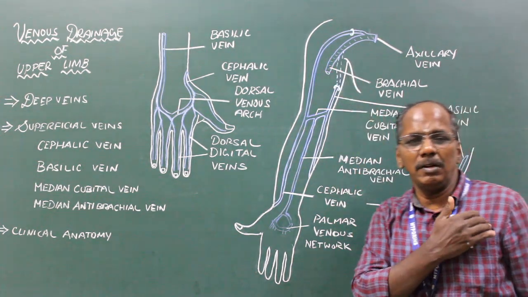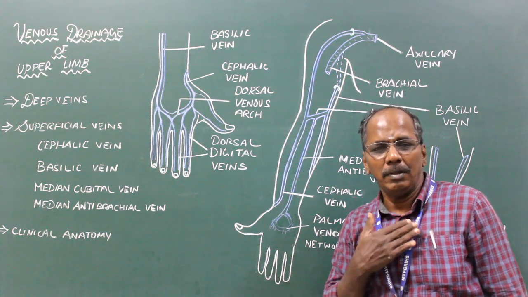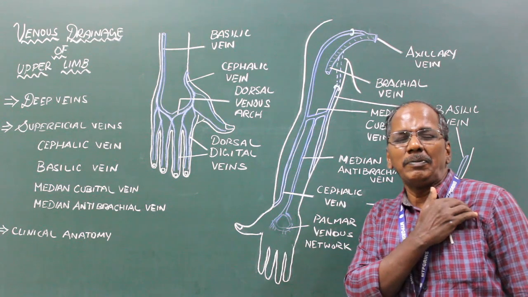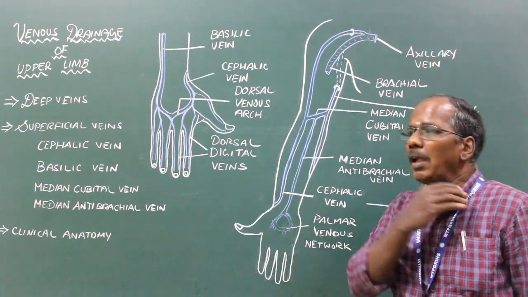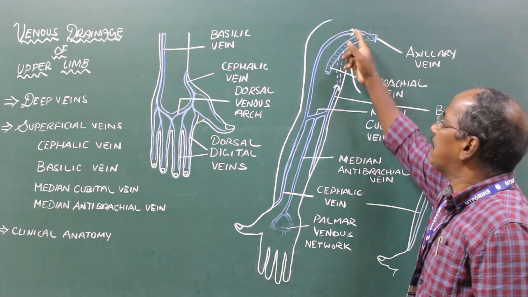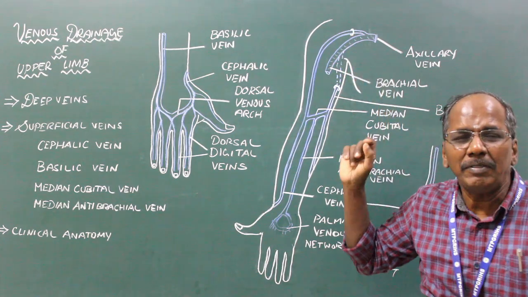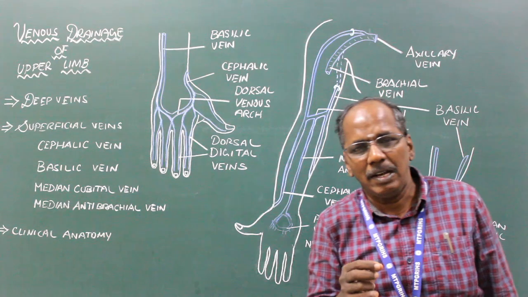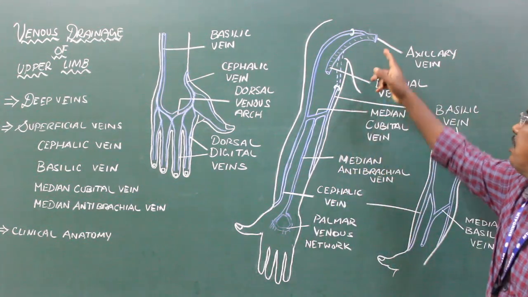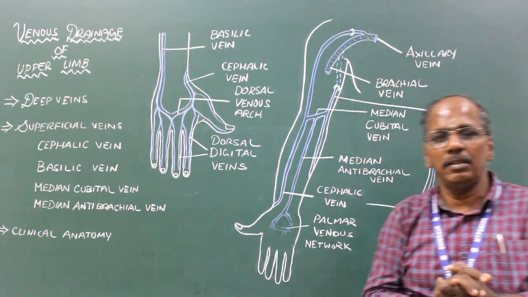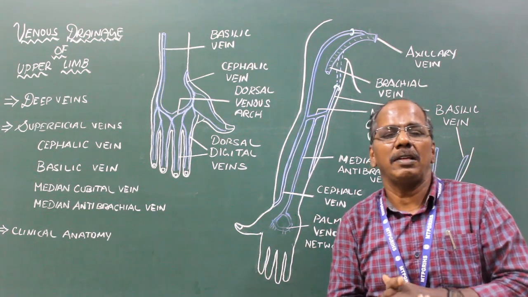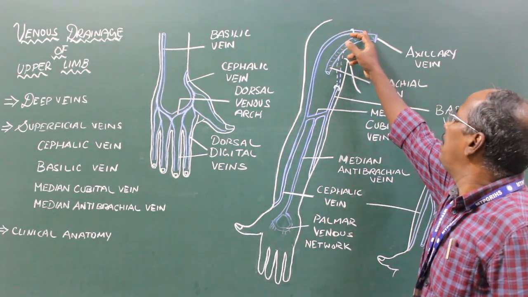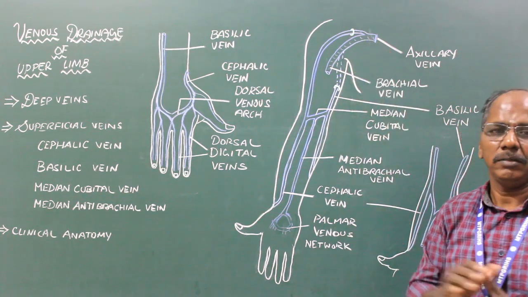Then it enters the groove between the deltoid and the pectoralis major. So it enters the deltopectoral groove and it pierces the clavipectoral fascia and finally ends in the axillary vein. Termination. It ends by terminating in the axillary vein.